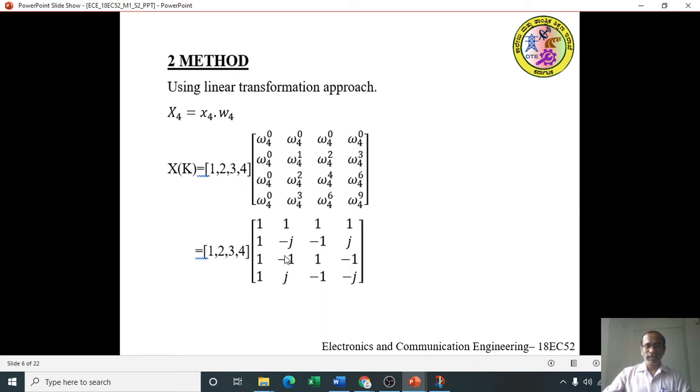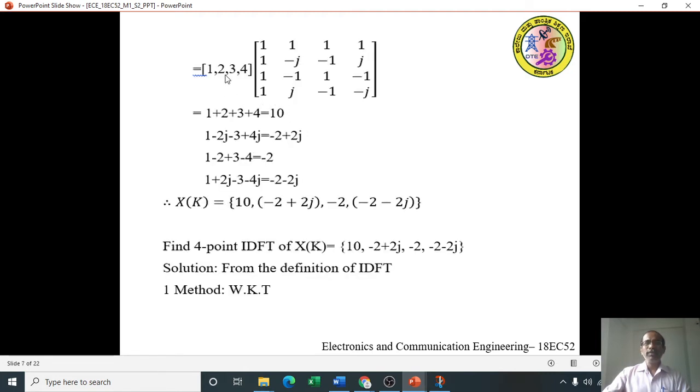Multiply these two matrices. We all know matrix multiplication. This is of order 1 cross 4, and this is 4 cross 4, so matrix multiplication is allowed. When we multiply these two matrices, 1 into 1 plus 2 into 1 plus 3 into 1 plus 4 into 1 gives 10. Similarly, first row into first column, 1 minus 2j minus 3 plus 4j becomes minus 2 plus 2j, and so on. You get the same answer: X of k is equal to 10, minus 2 plus 2j, minus 2, minus 2 minus 2j. This procedure is called the linear transformation approach.